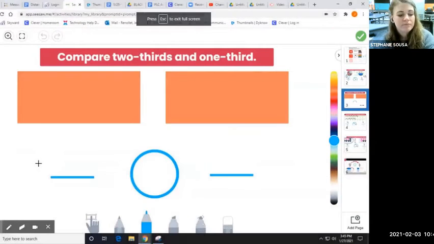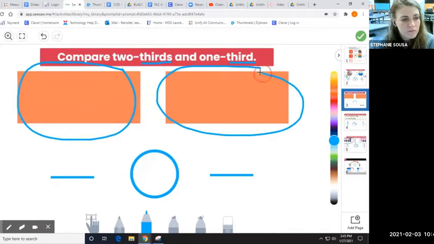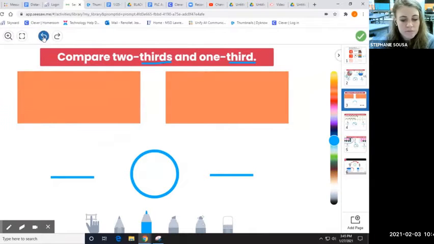Today we are going to compare 2 fractions with the same denominator by representing these fractions using a model. Our task tells us to compare 2 1/3 and 1 1/3. So notice that I have 2 models because I'm going to show one fraction here and another fraction here. Notice also that my 2 fraction models are the same size. When we compare fractions, it's really important that we are comparing fractions that have the same size whole.